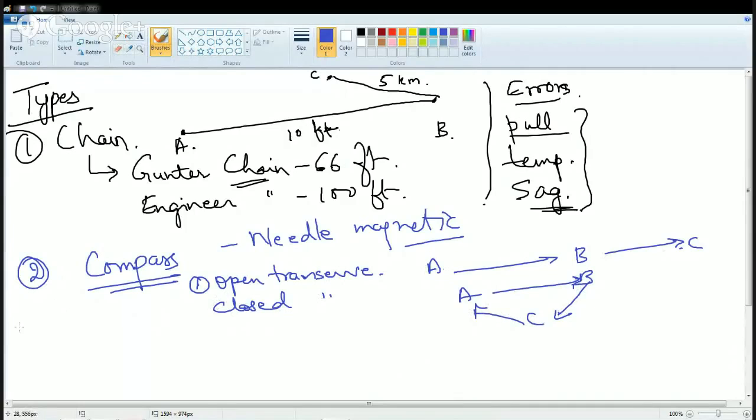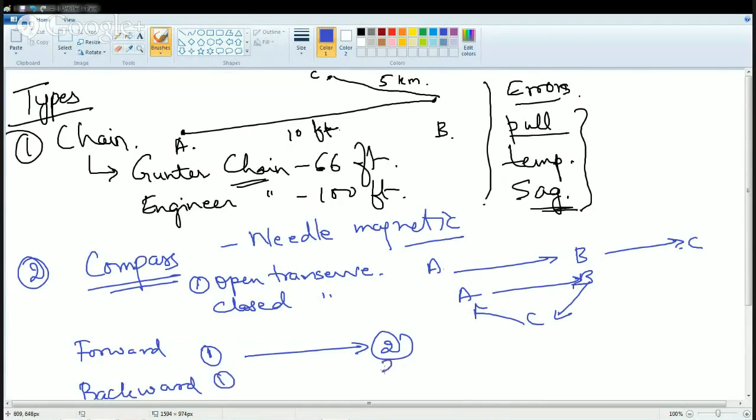Now again, compass surveys can be of 2 types. Forward survey, that means going from the initial station, that is station 1, to station 2. And then there can be backward survey. What is meant by backward survey? You have station 1 and station 2, you will do a return survey from 2 to 1. So these are the popular kinds of compass surveys that we talk about.